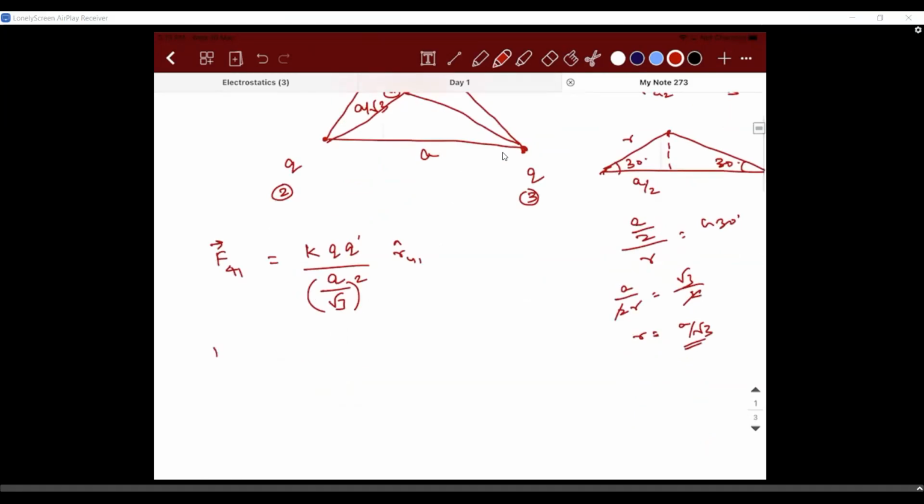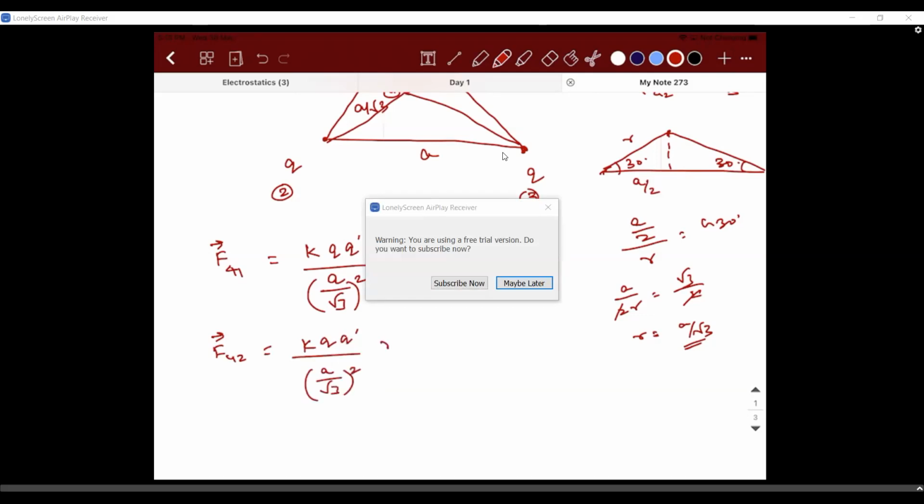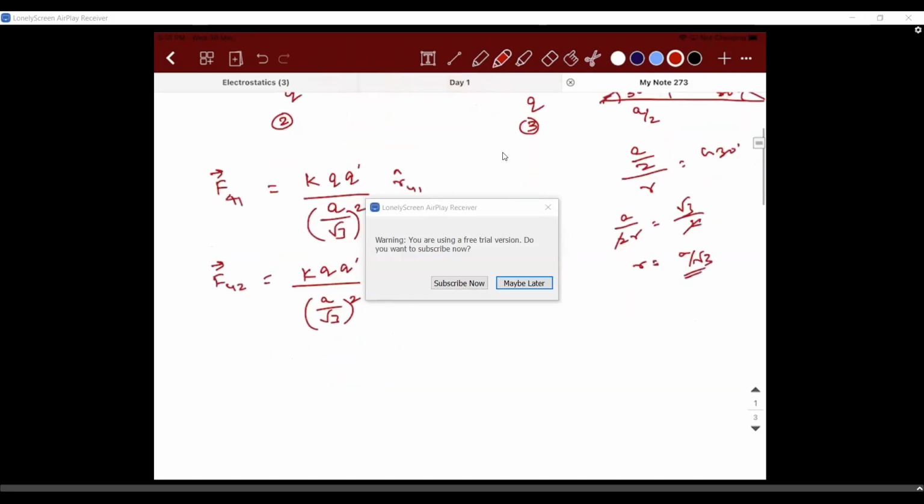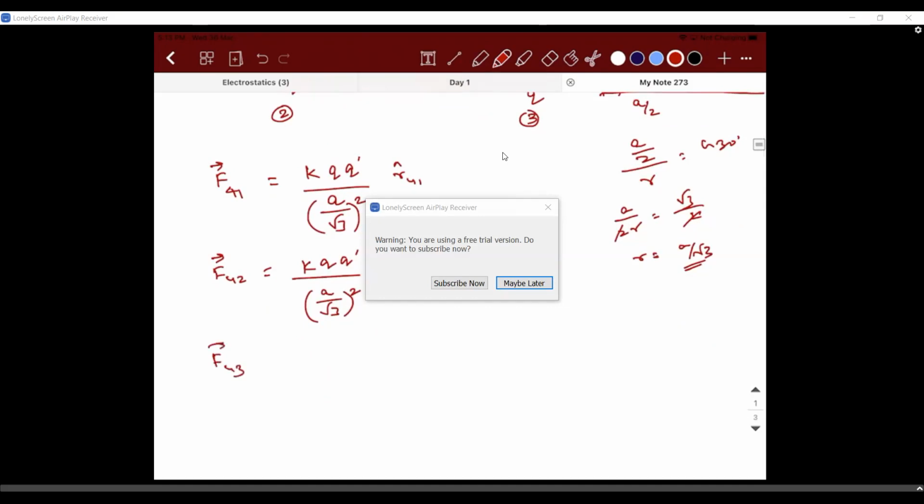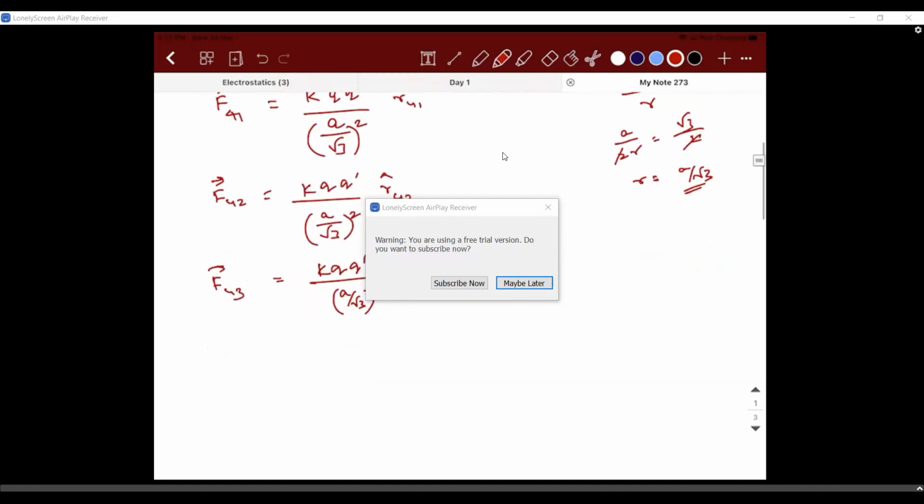Okay. Then what about F42 vector? Even without looking at the diagram, tell me: k into q dash divided by a by root 3 the whole square into r42 cap. Then what about F43 vector? K q into q dash divided by a by root 3 the whole square into r43 cap. Right. So according to the principle of superposition, what am I supposed to do? Net force vectorially is equal to F41 vector plus F42 vector plus F43 vector.